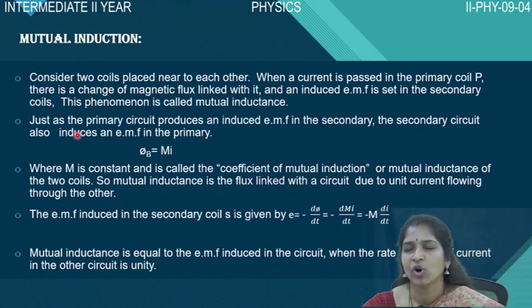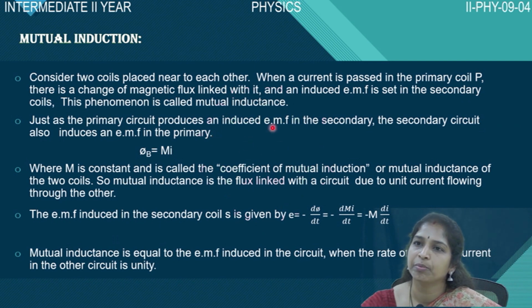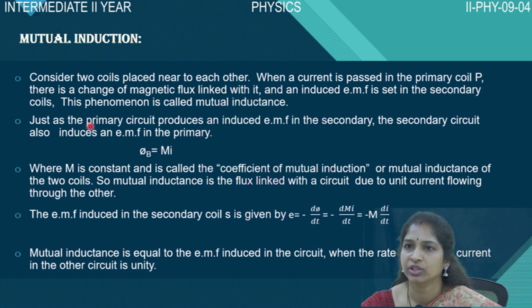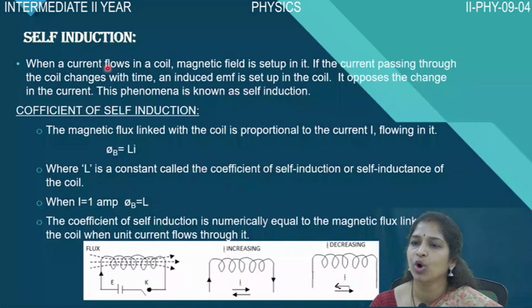So we have already discussed what is self-induction. Now mutual induction. What is self-induction? If there is a single coil and if current is passing through that coil, EMF is developed in the same coil, then that is called self-induction. But mutual induction means there will be two coils placed adjacent to each other.